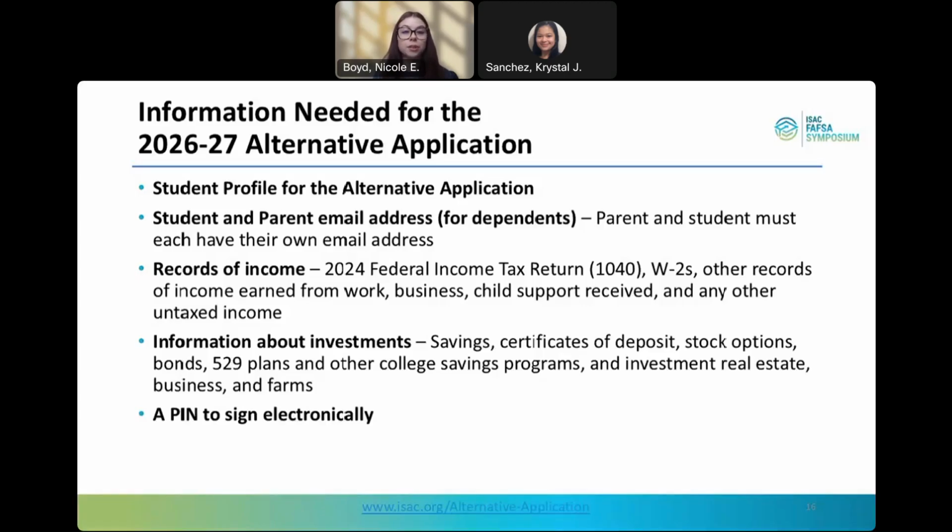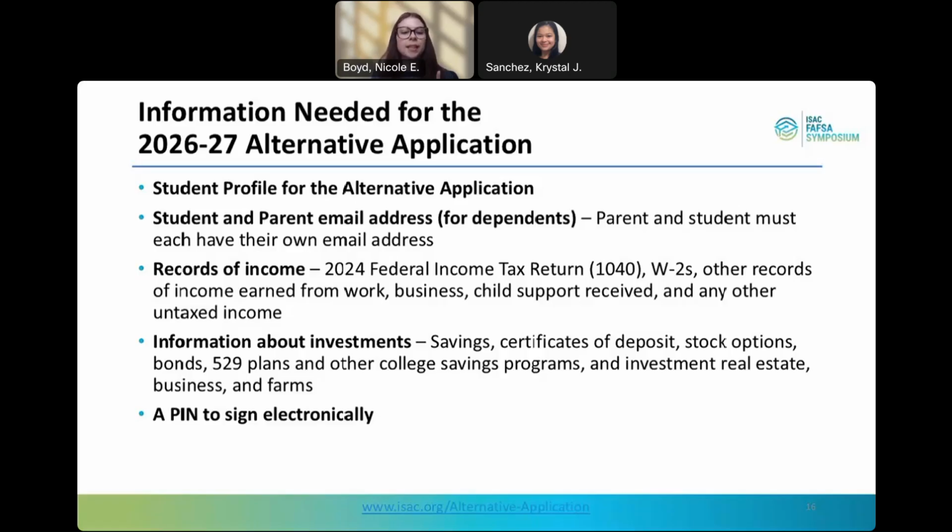That is how that PIN number is going to be sent to them, and they do have to have their own email address. They'll also need to have records of income available. So this is from the prior year, so the 2024 federal income tax return or 1040 form, W-2s, any other records of income earned from work, business, child support received, as well as any other untaxed income. And then any information about investments.